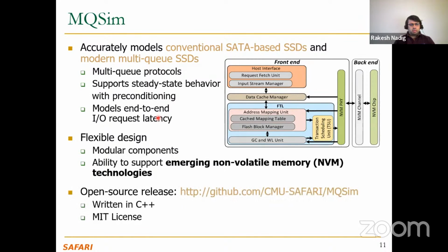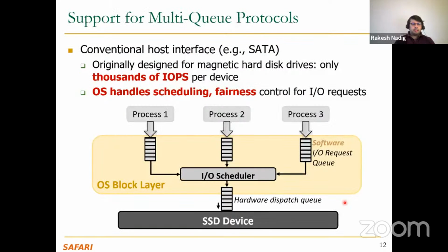And it's also open source, and this is the GitHub link for anyone to download the code and play with it. And it's mostly written in C++, so anyone with basic knowledge of C++ can easily understand the code. So let's look at what is the support for multi-queue protocols.